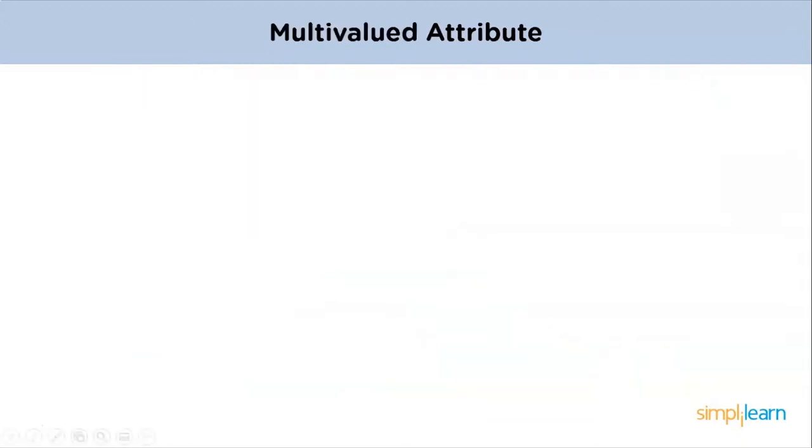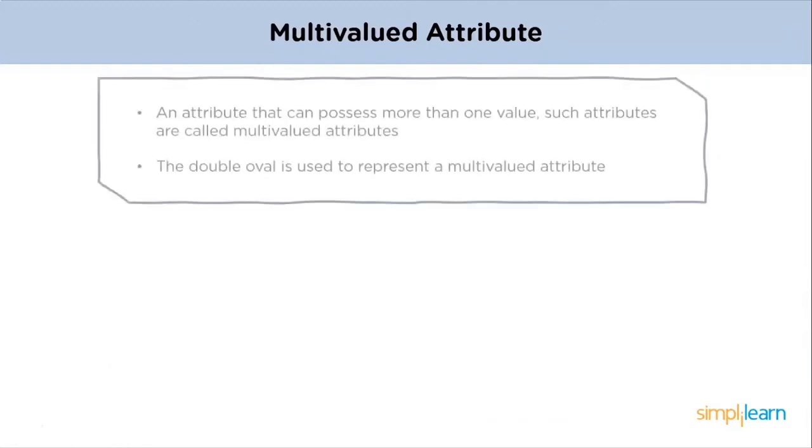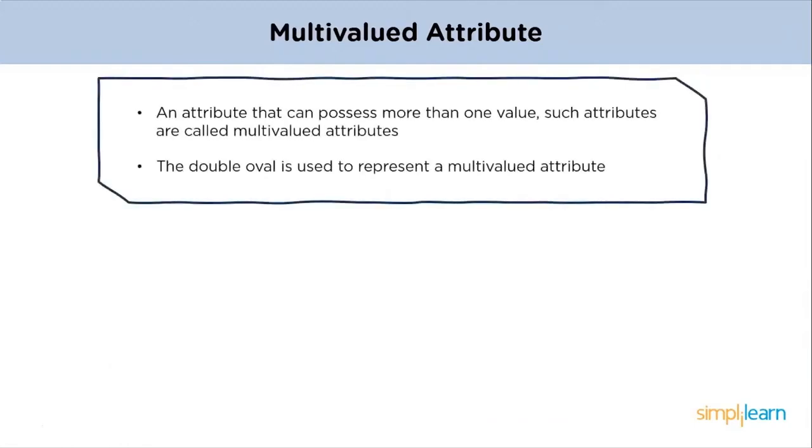Now, let's have a look at multi-valued attribute. An attribute that can possess more than one value is called a multi-valued attribute. These are represented as double oval shape.